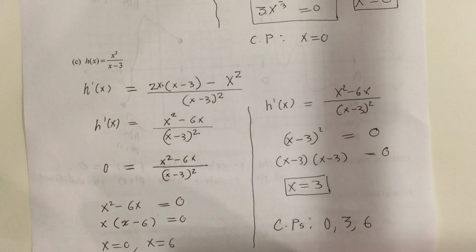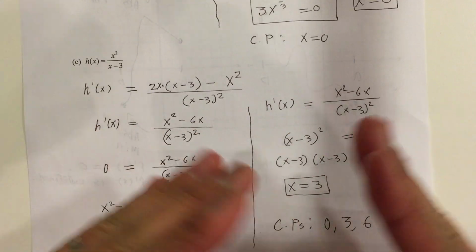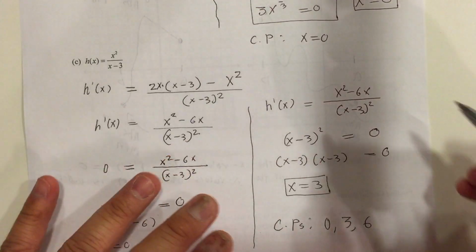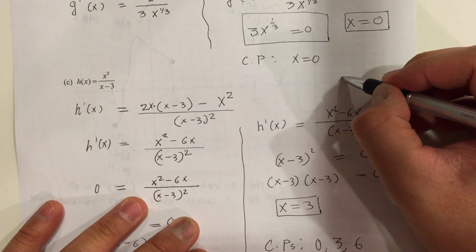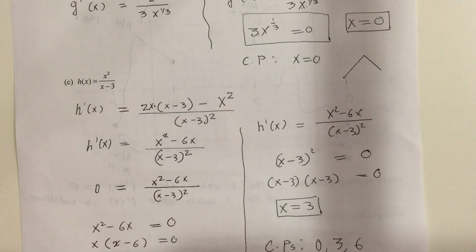These are the points where the graph turns, or where the graph has a sharp corner. Because remember that derivative is undefined when the graph has a sharp corner. It doesn't turn nicely. It looks like this. It looks jagged, and therefore its derivative is undefined.